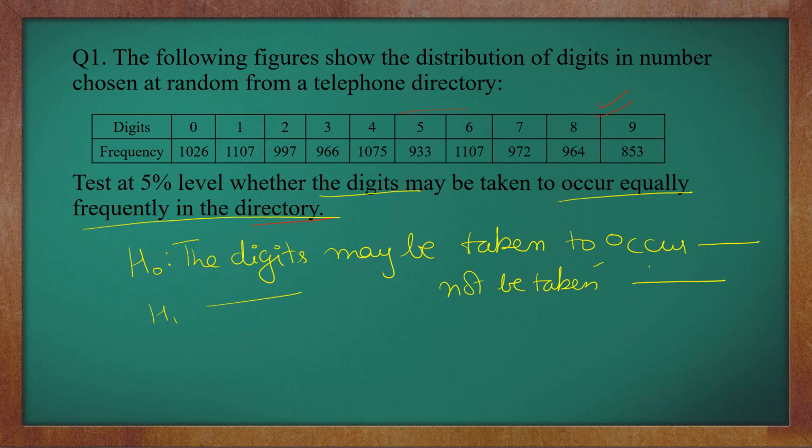How to check? Already I have told you, never learn the table, guys. You have to always learn the formula. What is the formula of the chi-square? Summation i equals 1 to n of observed minus expected whole square divided by expected. What is given to me?